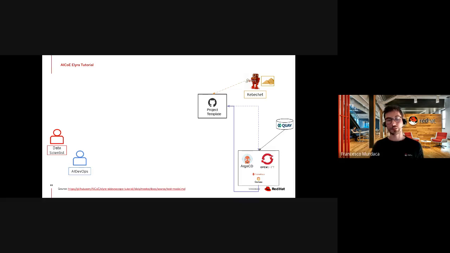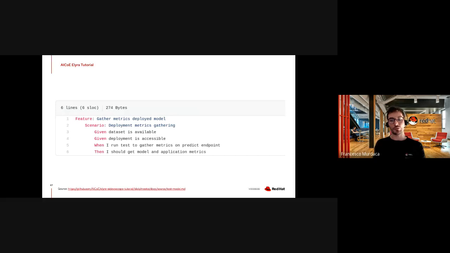And for that, to get these metrics, you can use some tests. In the tutorial, you will find that there is a behave test. Behave is a Python library that uses this Gherkin language. So basically, you can state in natural language what you want to have in your feature. In this case, I have my data set available. I have my deployment accessible somewhere. Then I want to run this test, and I want to receive these metrics.